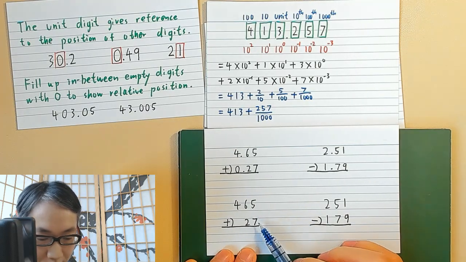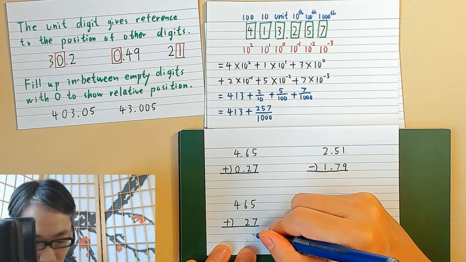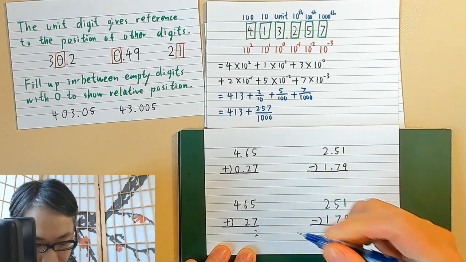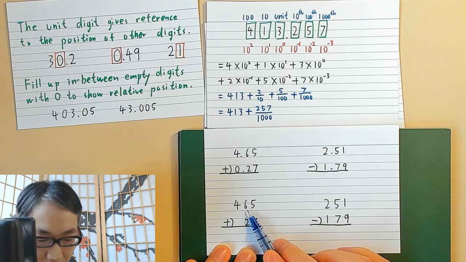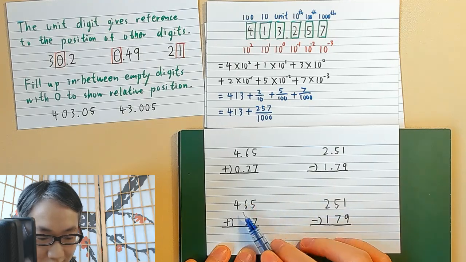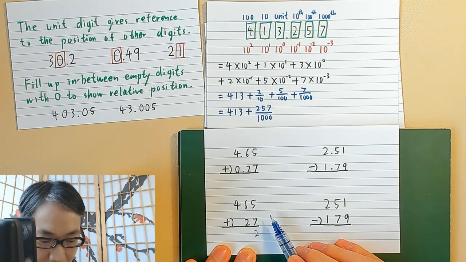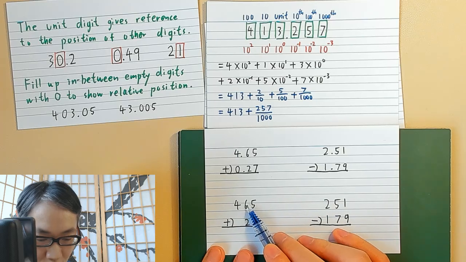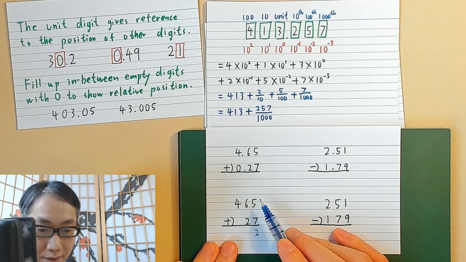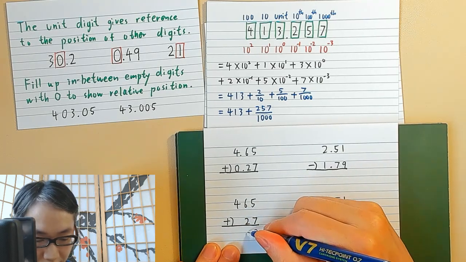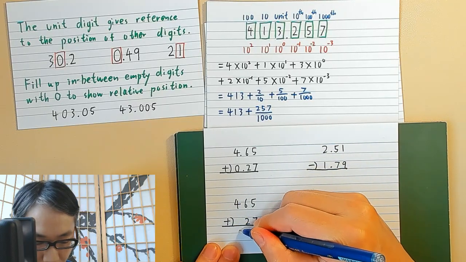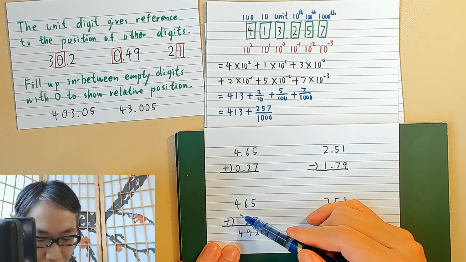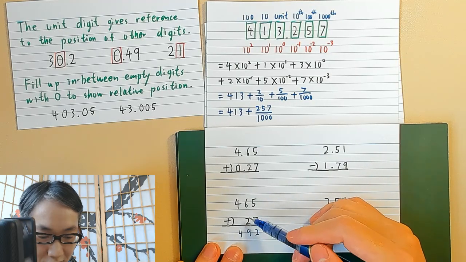So 5 plus 7 is 12. So we have 2 here. Oh, this is a 12, so we add 1 to this digit. Or you can say this is 65 plus 7. That will be 72. So we have a 7 here. And 7 plus 2 is 9. 4, this is nothing. So we have 4. So we don't fill up 0 here because it's not necessary.